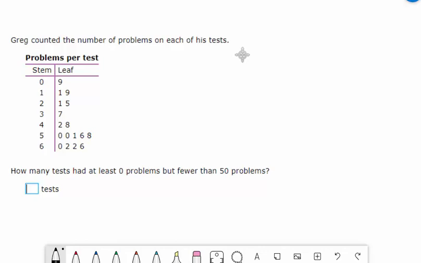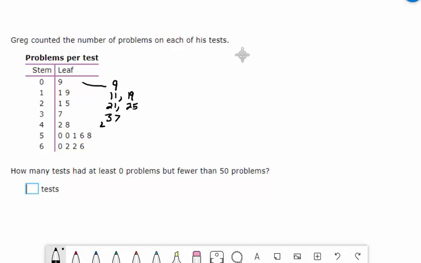All right, so I have a 0 and a 9. That is going to equal 9 because 0 in front of a 9 is just 9. This is a 1 and a 1, which is going to be 11, and there's a 1 with a 9, which means 19. So far, we have the numbers 9, 11, and 19. Here I'd have the number 21 and 25. 21, 25. Here I have 37.